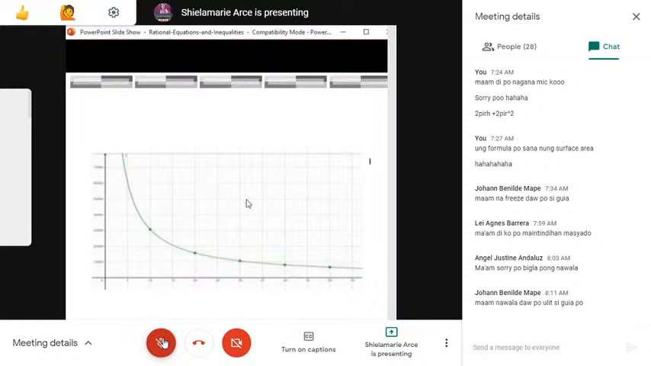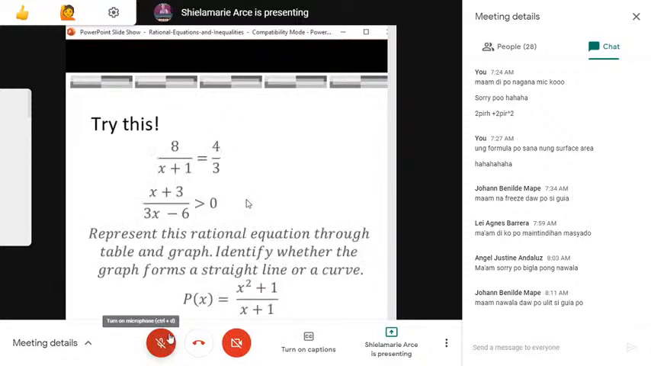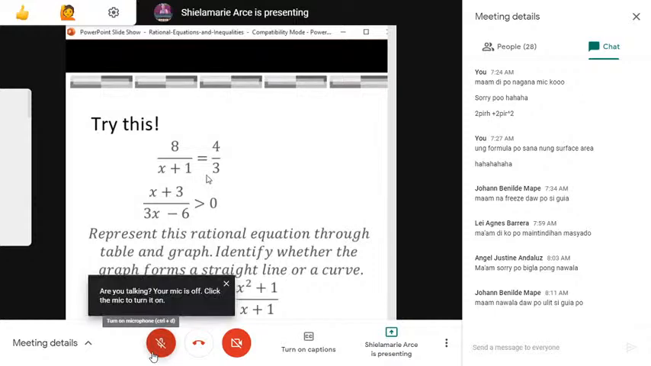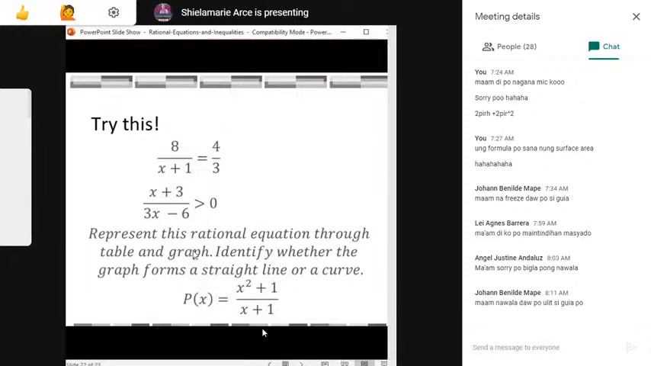Okay? So any question with our lesson for today? None. Sigurado kayo? Okay. So paki-screenshot po ito ha. So this will be part of your seat work. 3 problems only. One for rational equation. Another one for rational inequality. And the last one will be representing rational functions. So since ang given na natin ay formula, dalawa na lang ang gagawin nyo. Isa ay sa table of values and then the other one ay sa graph. Okay po?